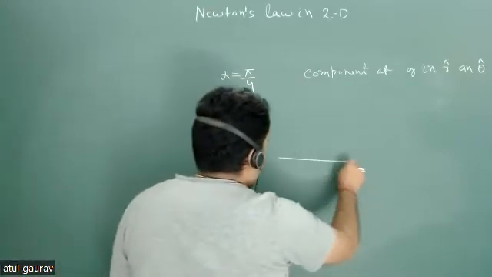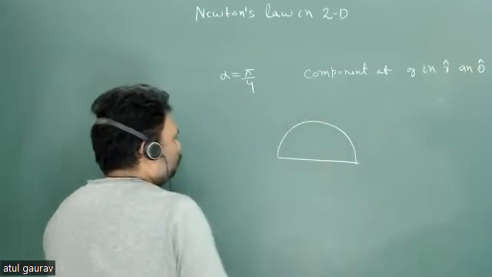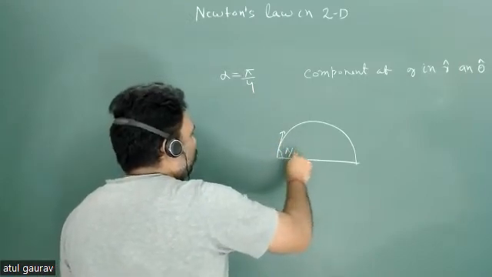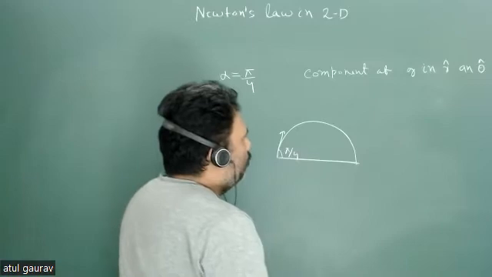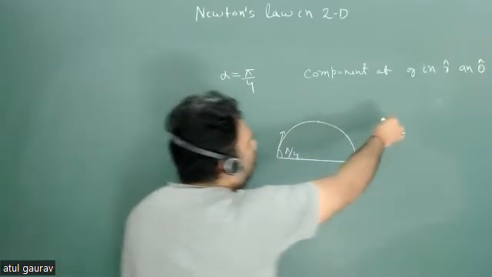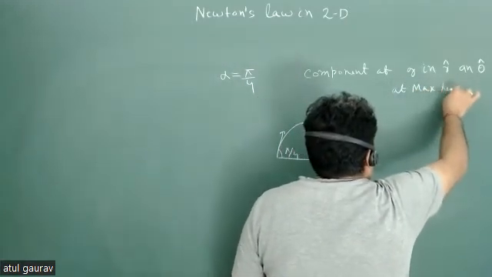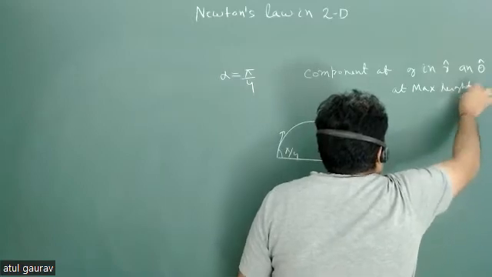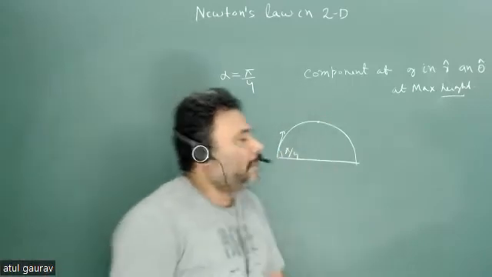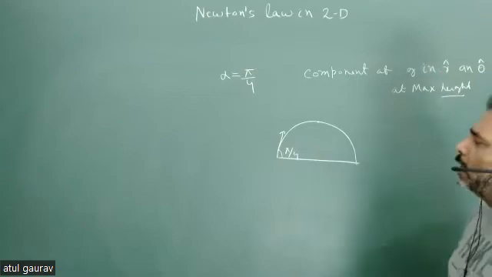So here, look at this particular thing. This is my projectile. The projectile angle is pi by 4. Now we have to find this at the maximum height. So you have to find the component of g at the maximum height, in the direction of r and theta.